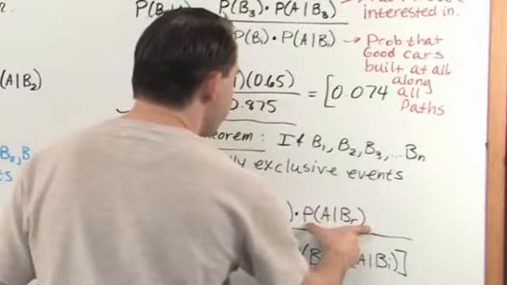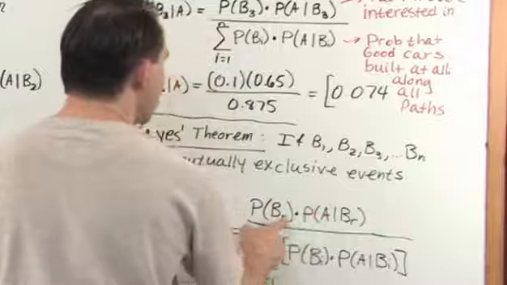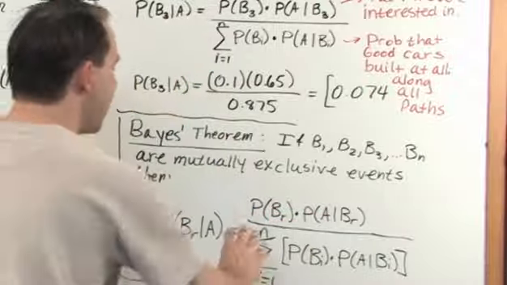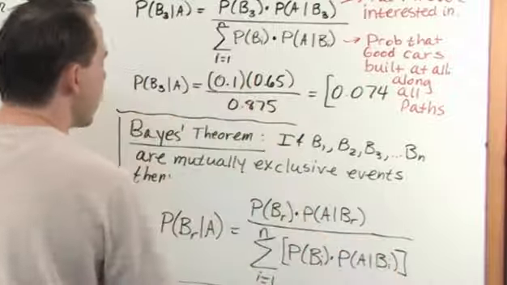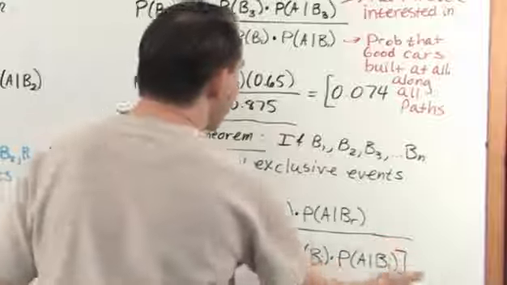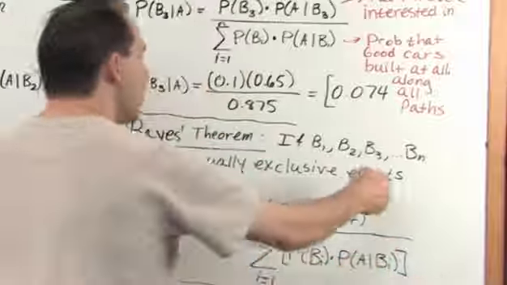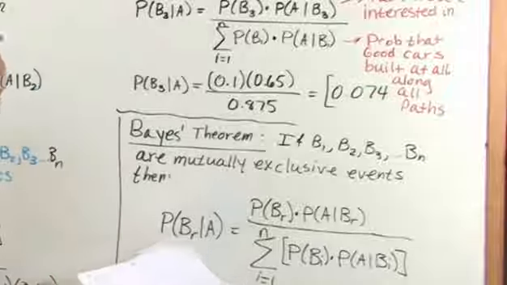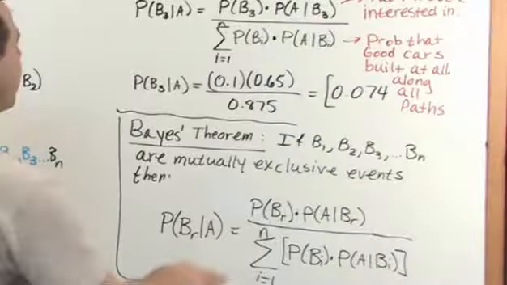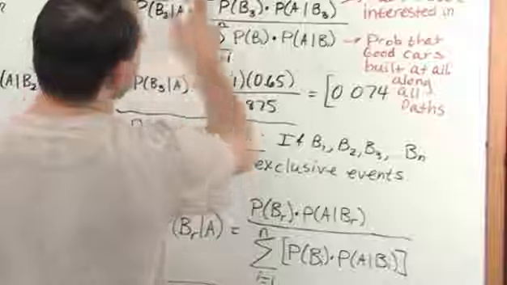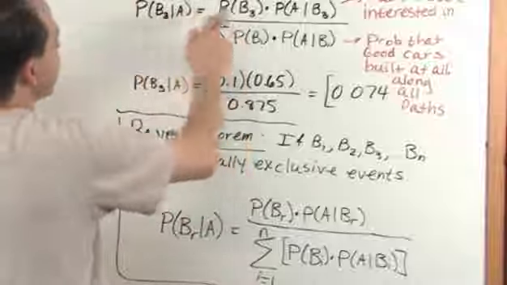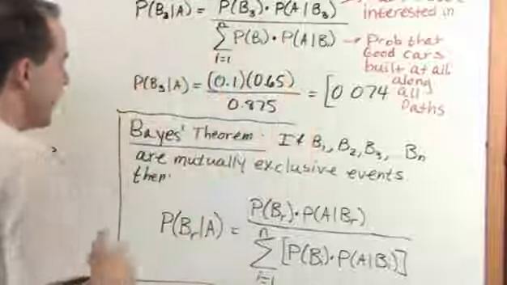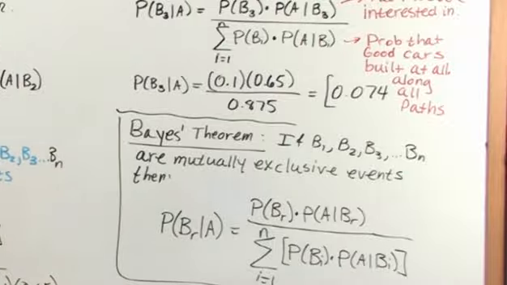This is basically the probability that a good car was built along path B3 divided by the probability that a good car was built among all paths. So it's again taking the ratio of those probabilities along our path divided by all paths. The ratio tells me what the odds are that that particular plant built it. And if you go up here, you can see that it's exactly what this is, except instead of B3, there are little R's here, which tells you that you can pick whichever plant.